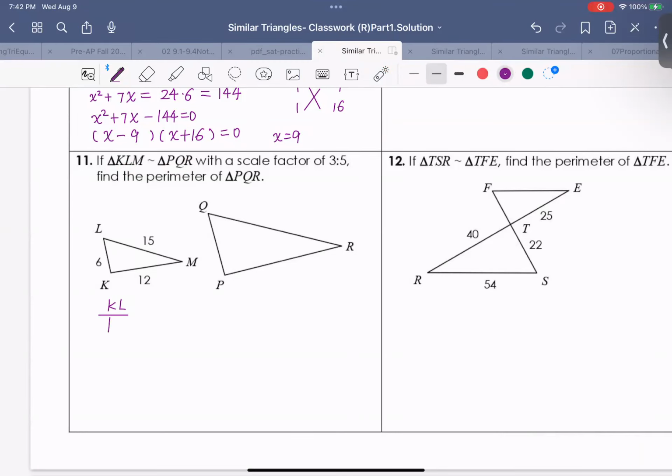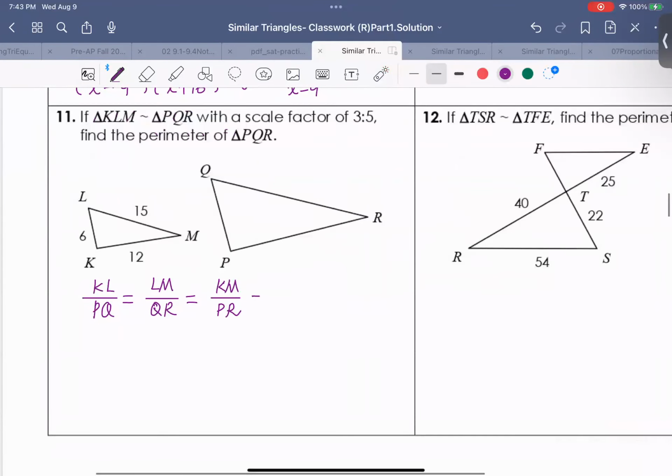KL over PQ equals LM over QR equals KM over PR. Good. It's equal to 3/5. Yes, thank you.